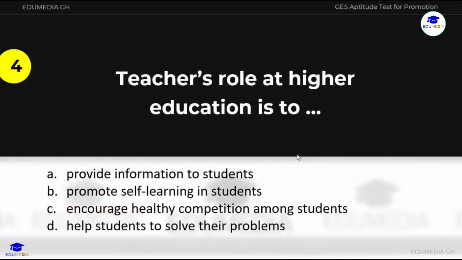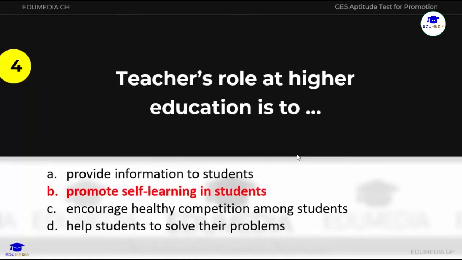Question number 4. Teachers' role at higher education is to A. Provide information to students, B. Promote self-learning in students, C. Encourage healthy competition among students, D. Help students to solve their problems. The correct answer here is B.